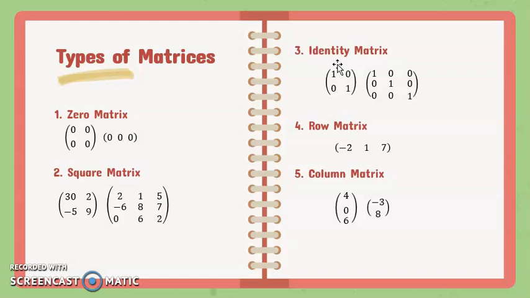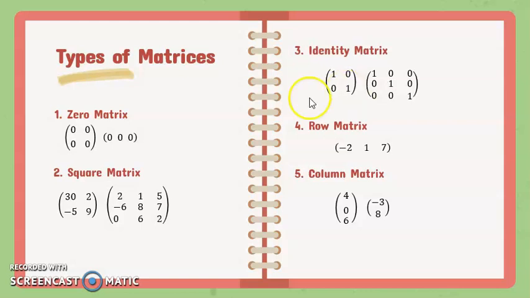Okay, so if all the elements are zero except those in the diagonal, the diagonal from the top left-hand corner to the bottom right-hand corner, in a square matrix, that is what we call an identity matrix or diagonal matrix.